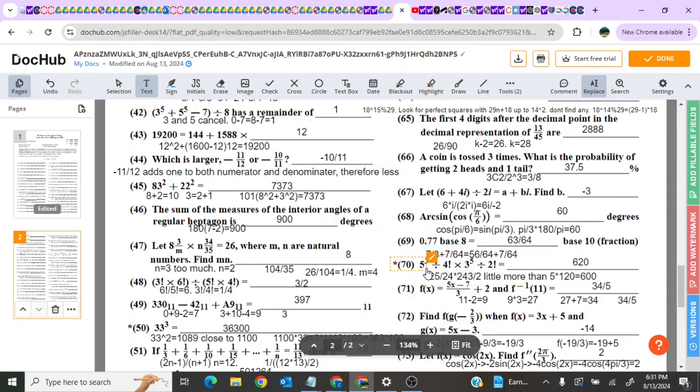Okay, 70. 5 cubed, 125, divided by 4 factorial, 24, times 3 powered to 5, 81 times 3 is equal to 243, divided by 2. So this is, if you simplify these out, it's a little bit more than 5 times 120, which is 600, so 620 will get you in range.